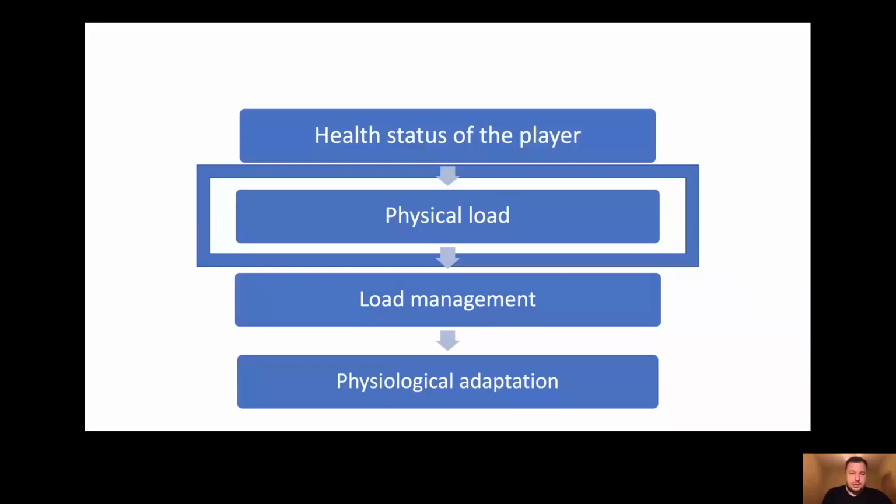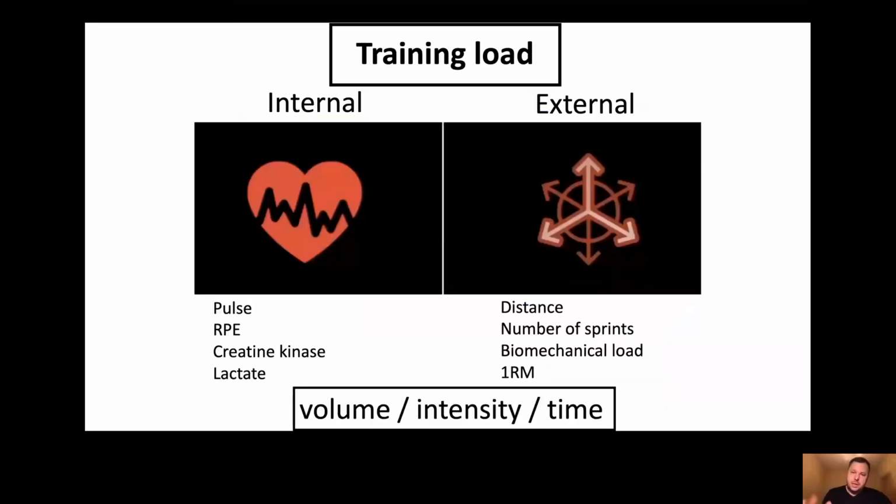So physical load. Let's get to the second point, physical load. Training load or physical load can be divided into internal and external. Internal physical load is when we are analyzing how the body reacts to the movement, and it can be assessed by pulse, training load, volume, creatine kinase, lactate, and different types of things. The external load is distance, number of sprints, biomechanical load, one repetition maximum, and all these things can be analyzed as volume, intensity, and time. So we have two things, internal and external training load, which is important to monitor and important to know.